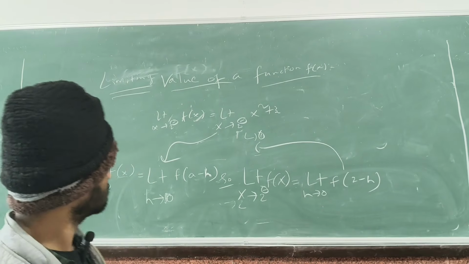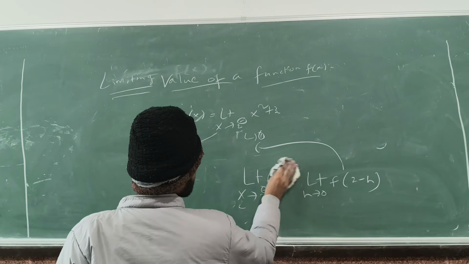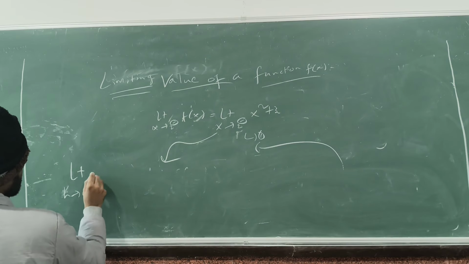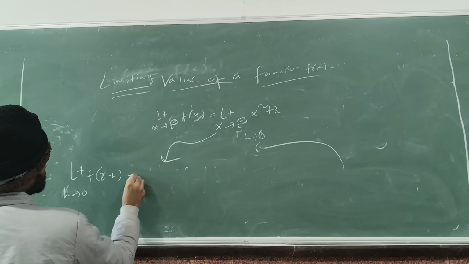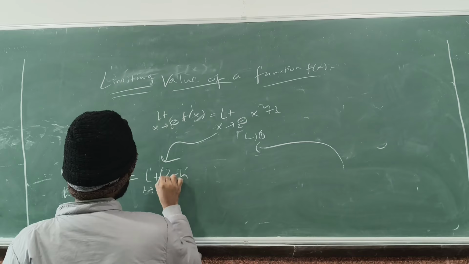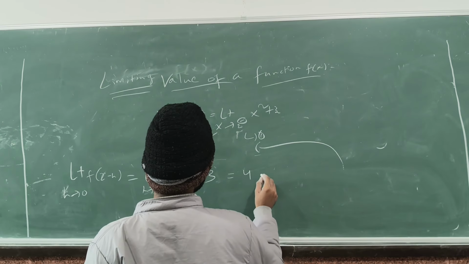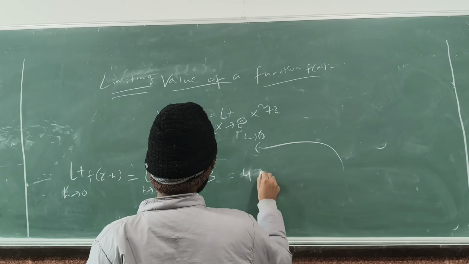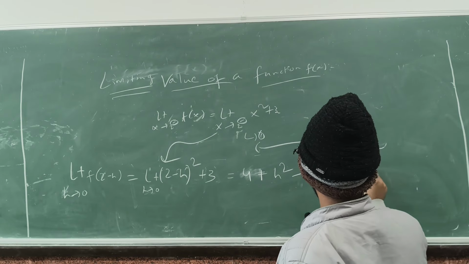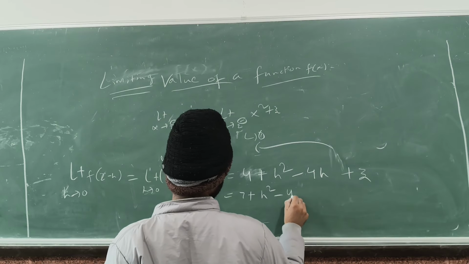So limit h tends to 0, f of 2 minus h equals limit h tends to 0, (2 minus h) whole square plus 3, equals 2 square, 4 plus h square minus 4h plus 3, equals 7 plus h square minus 4h.